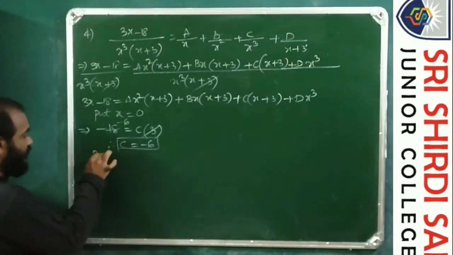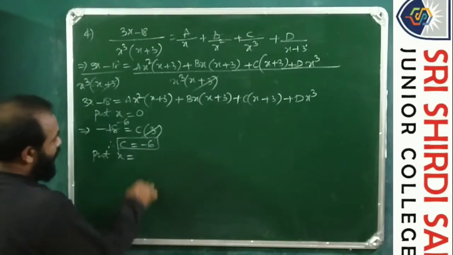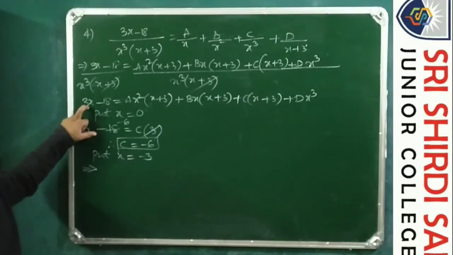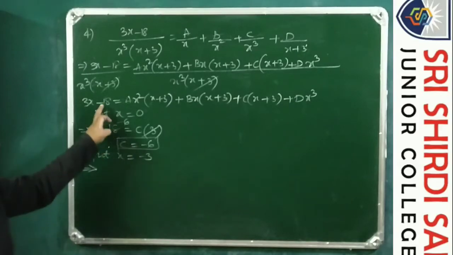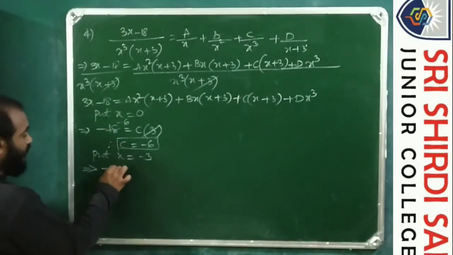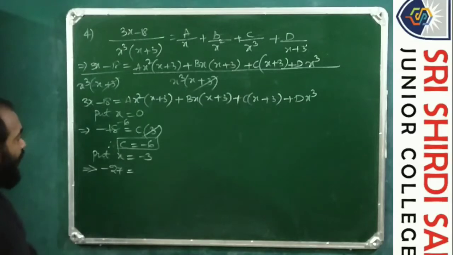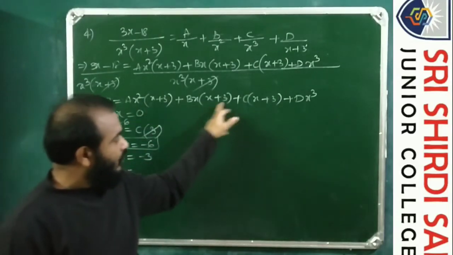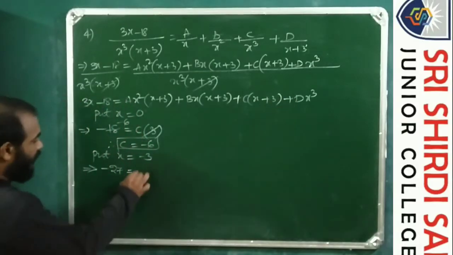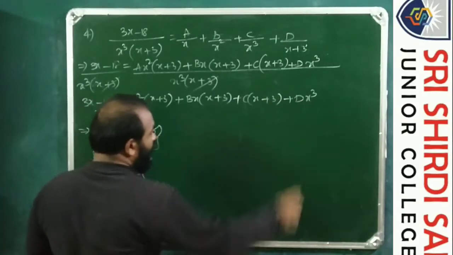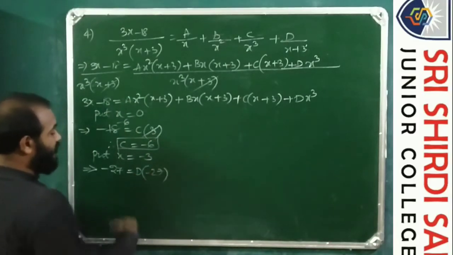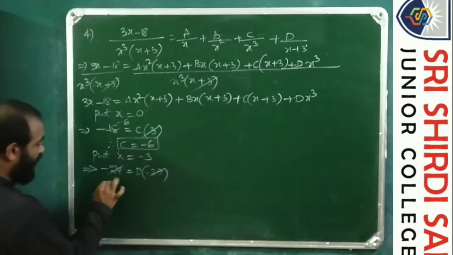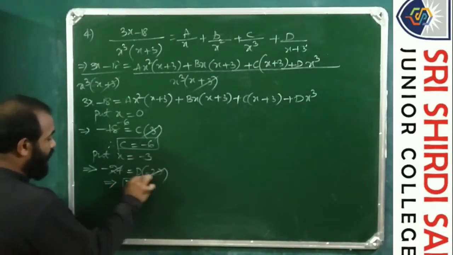Now put x is equal to minus 3, substitute. 3 into minus 3 is minus 9, minus 18, minus 27 is equal to minus 27. On substituting here it will be 0. This will be 0 and this will be 0. Last term d into minus 3 whole cube is minus 27. So minus 27 on both the sides gets cancelled. We are left with d is equal to 1.